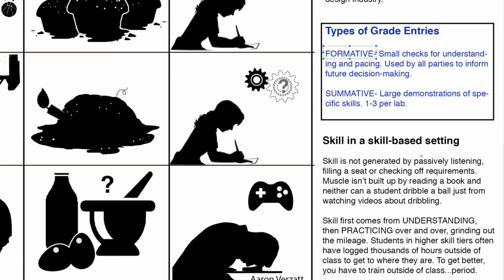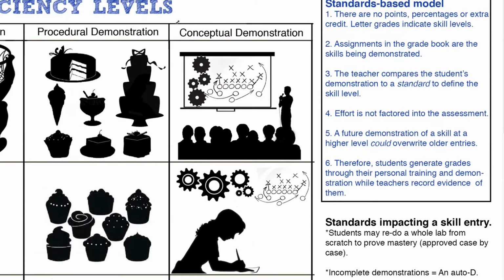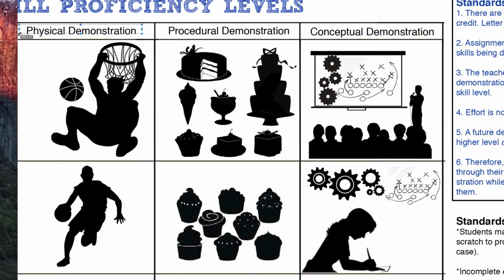Let's go into what it means to be in a skill-based setting. Skill is not generated passively. That means you don't just show up to class and fill a seat or check off the requirements. Muscle is not built up by reading a book about how to build muscle. Neither can a student dribble a ball and become proficient at it by watching videos about dribbling or reading about dribbling. Skill comes first from understanding, and that's tied directly to your conceptual understanding of a skill, your procedural understanding, and then finally, you can physically demonstrate.